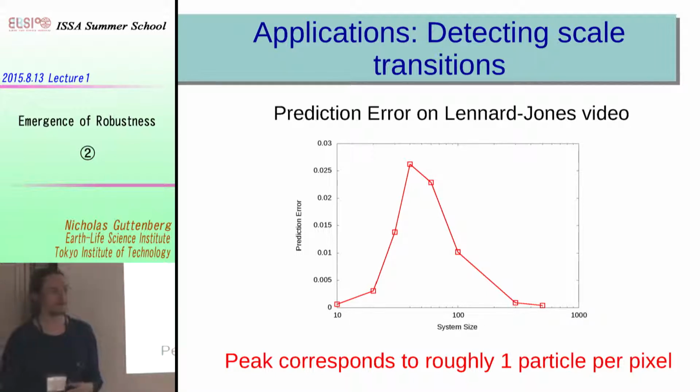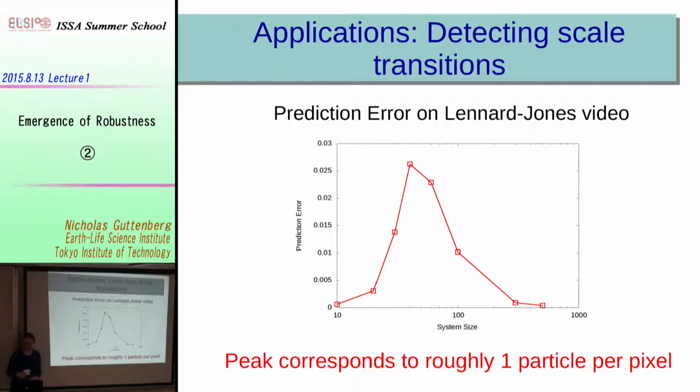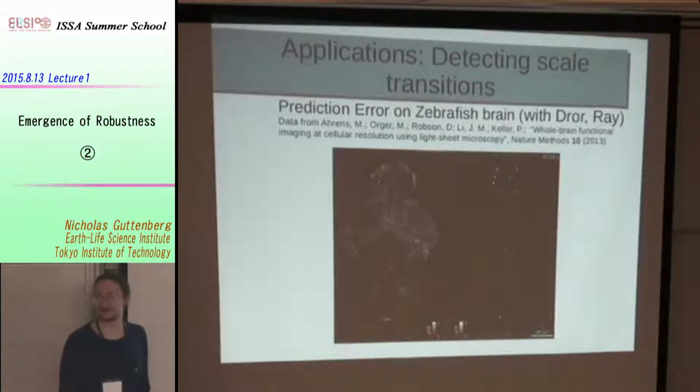Yeah? A bit of a naive question, but relative to what do you define the indistinguishability of the particles? Well, in this case, this peak is about where one particle corresponds to one pixel. Okay, yeah. Sure. Yep. So that's a very physicsy example.